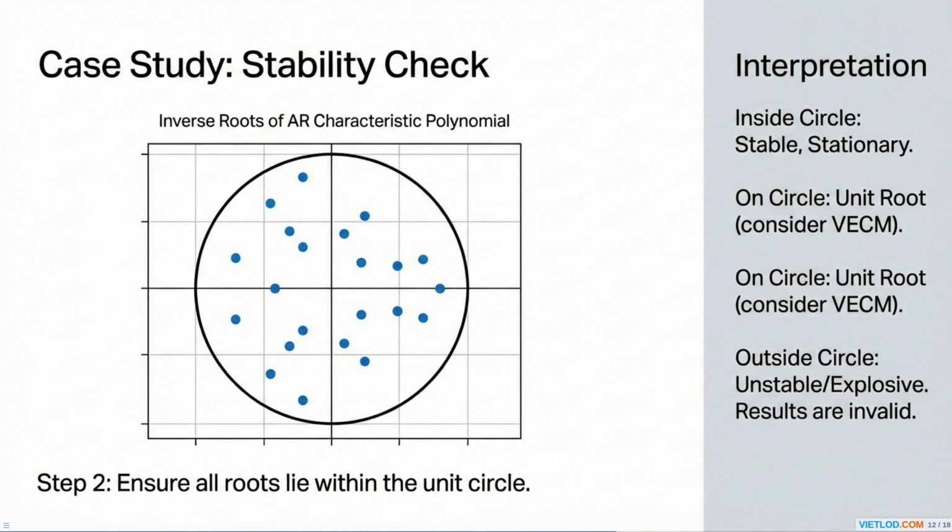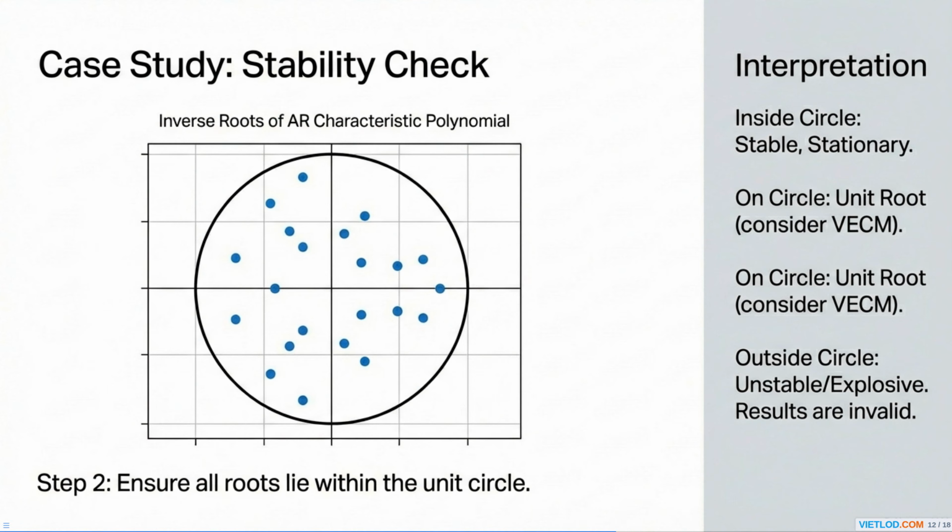Step 2 is to ensure the estimated VAR model is stable. We do this by examining the inverse roots of the AR characteristic polynomial. For a stable model, all roots must lie inside the unit circle shown in the plot. This indicates that any shock to the system will eventually die out.